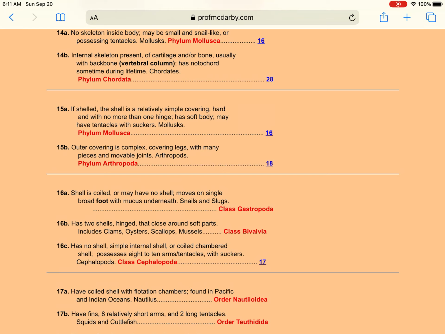This gives us our phylum, which is Chordata, and that's going to take us to 28. So you got to write your phylum down. You're not writing this stuff down. This is just a demo.